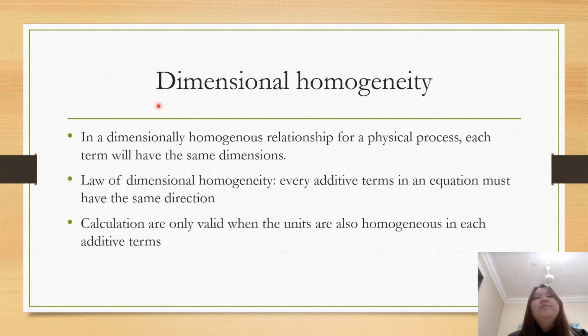Next we will proceed to dimensional homogeneity. In a dimensionally homogeneous relationship for a physical process, each term will have the same dimensions. The law of dimensional homogeneity states that every additive term in an equation must have the same dimensions, and calculations are only valid when the units are also homogeneous in each additive term.